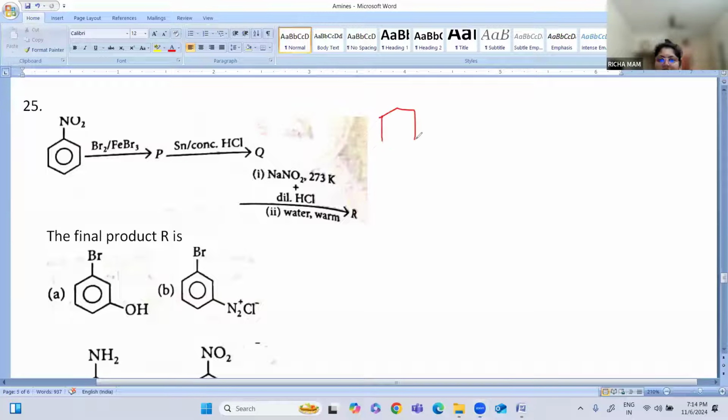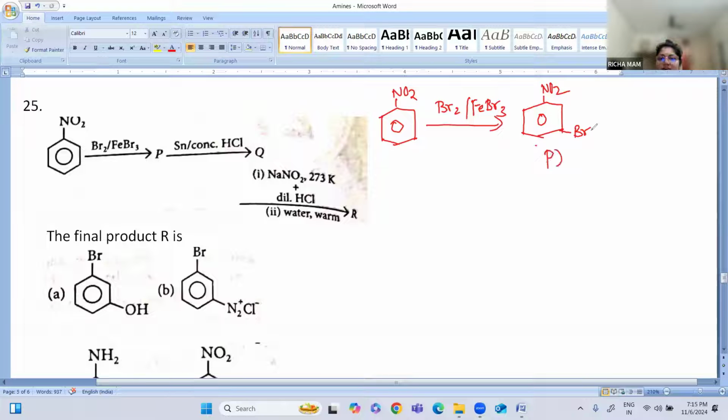So let us see the reactions. Nitrobenzene, we are treating it with Br2 in the presence of FeBr3. What are we going to do? We are going to do bromination. At the meta position, the Br will get attached. So this is our P.